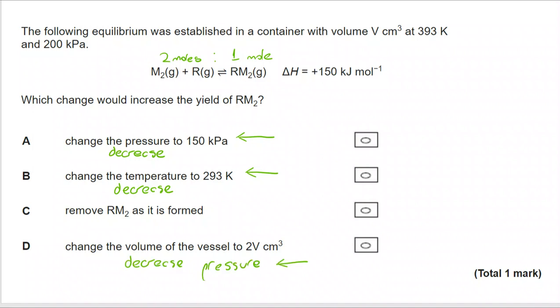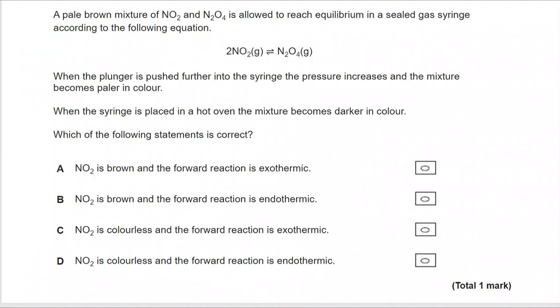If I then go on to look at D, if I'm changing the volume of the vessel to 2V, doubling the volume is essentially halving the pressure. That's going to have exactly the same impact as A, so we're not going to get that. But if I remove RM2 as it's formed, the system's going to try to add more RM2. Correct answer is C. Next question to try.